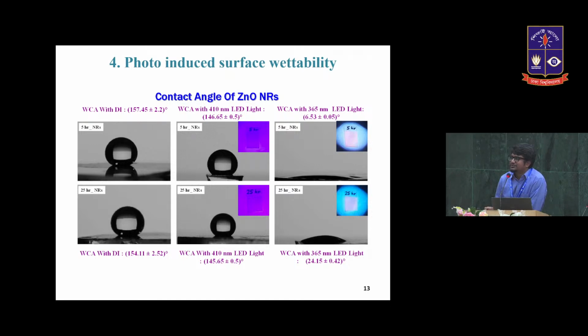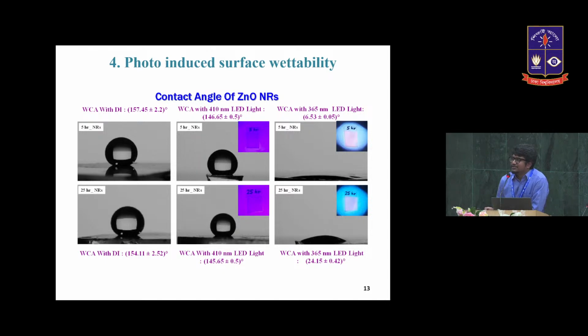For our zinc oxide nanorods, we first measured the water contact angle, and then we illuminated them with light of 410 nanometer, which has an energy lower than the band gap energy of zinc oxide. So the contact angle doesn't change much. But when we expose the nanorods to 365 nanometer light, which has slightly higher energy than the band gap of zinc oxide, we get a huge change in the water contact angle. So we can verify that our zinc oxide nanorods have the desired band gap that we are looking for.